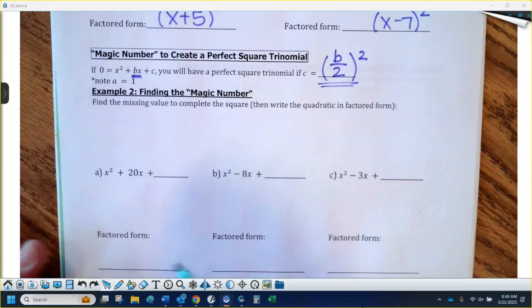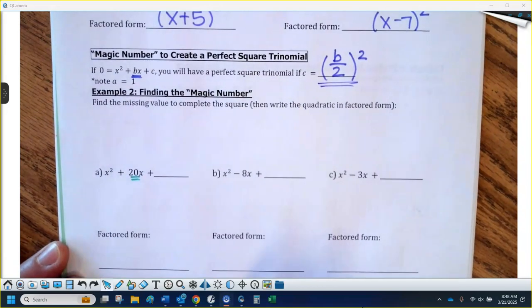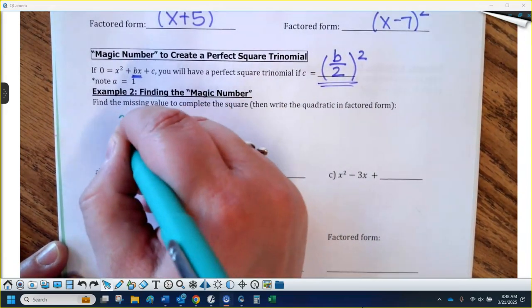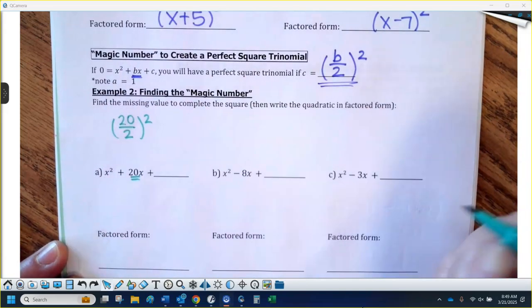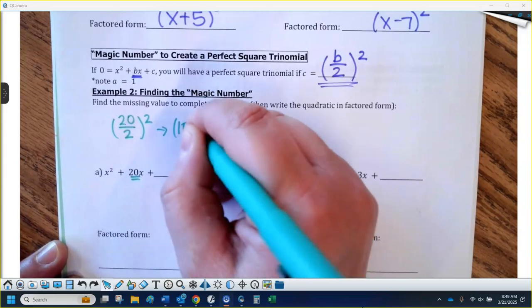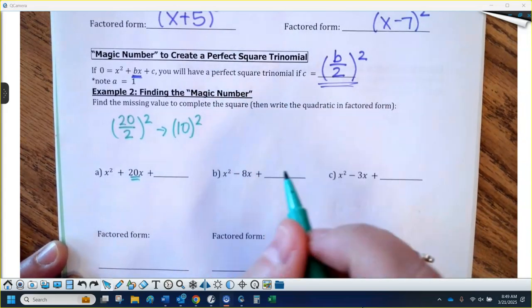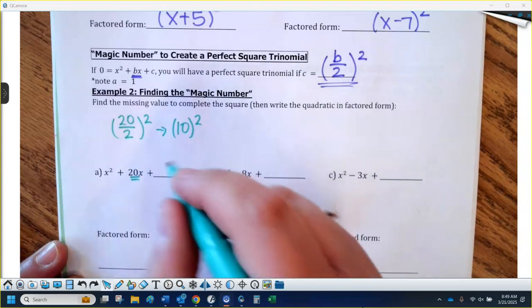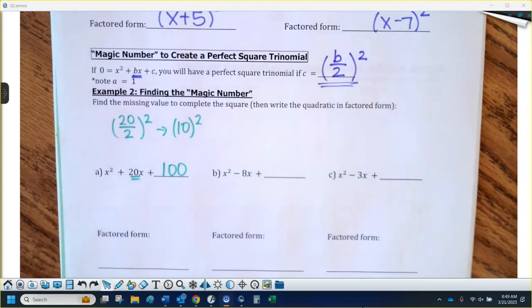So I have to grab the b value. For this one, b is 20. I'm going to divide that by 2, and I'm going to square it. 20 divided by 2 is 10, right? And what do you get if you square 10? 100. So 100 is the number I need that plain constant term to be.